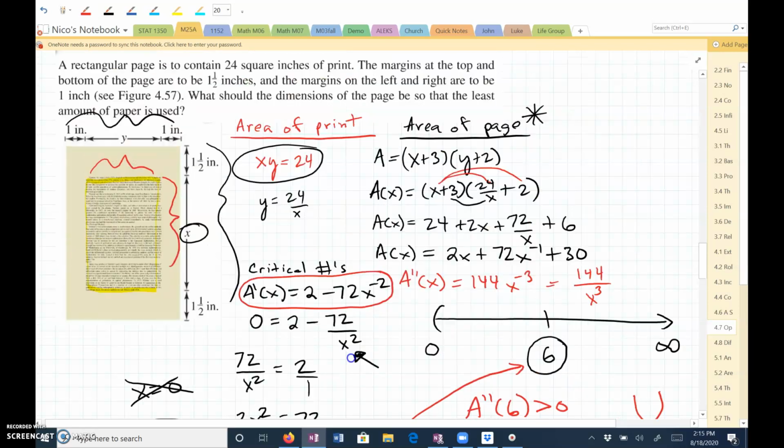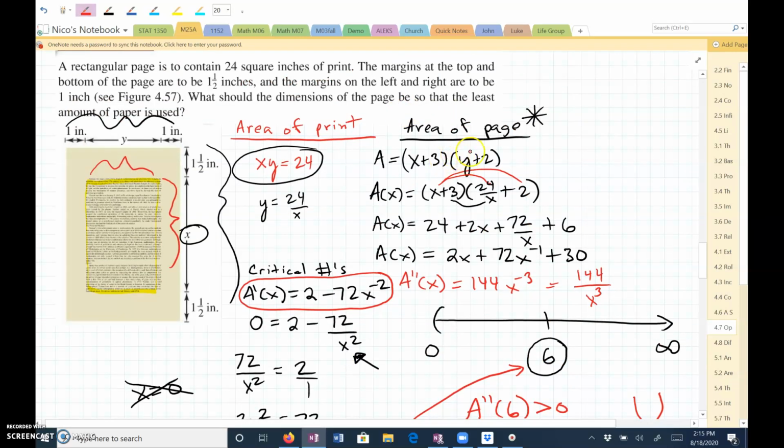Okay, and then to answer the question for dimensions of the page, we would do 6 here. 6 plus 3 is 9 inches. And y, so we got to solve for y, so I plug 6 in there, that's going to be 4. 4 plus 2 is 6, so this would be 6 inches. That would be the dimensions of the page. That would be the least amount of paper used.